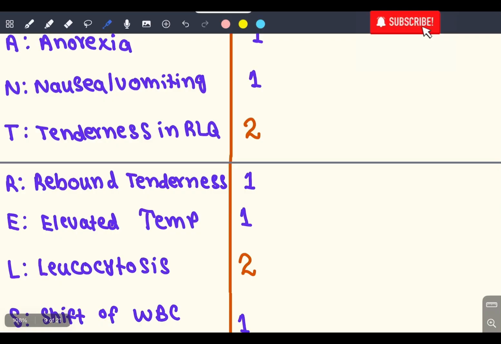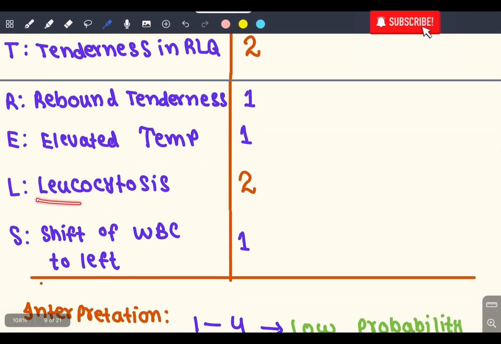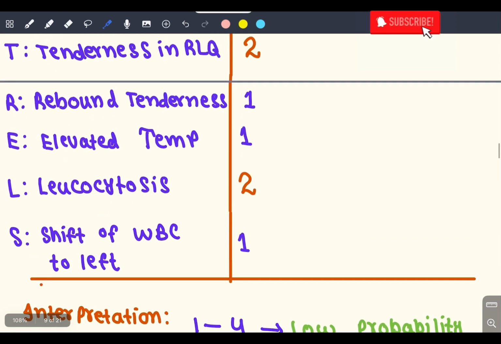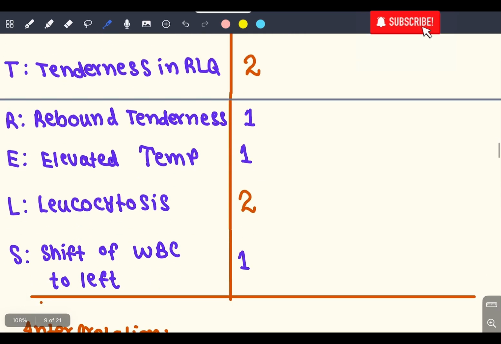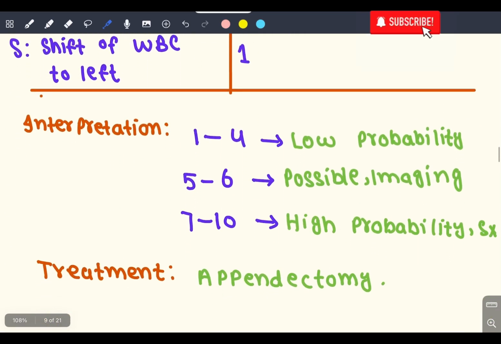So we have 2 things that carry 2 marks. R means rebound tenderness. When we release the pressure and the pain occurs, that is rebound tenderness, and it is given 1 point. Then E means elevated temperature, that is given 1 point. Now most important is leukocytosis. If we do CBC and the total leukocyte count is elevated, that is given 2 points, and that is important. Now we have shift of white blood cells to the left. This is mostly explained in hematology, but here we will say that shift to the left means that many immature cells are present, that is given 1 point. So the total score is 10.